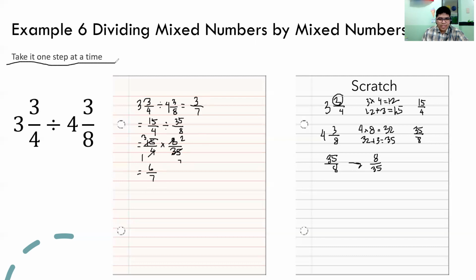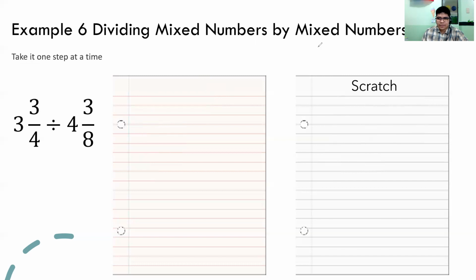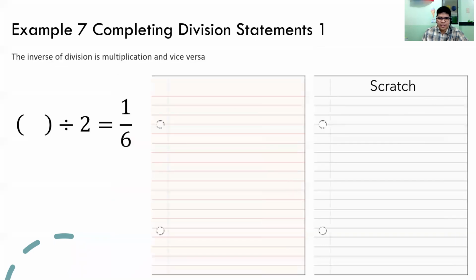Okay, take it one step at a time. It seems long, but if you do it one step at a time, you will eventually get to the final answer. I also hope you're taking note of the difference between my solution paper and my scratch paper. Next, go to example 7. We have 2 more examples to go.